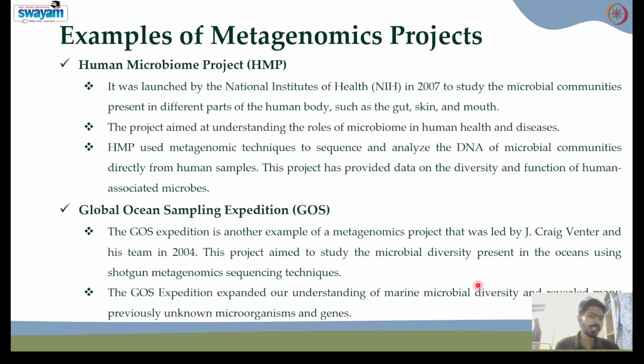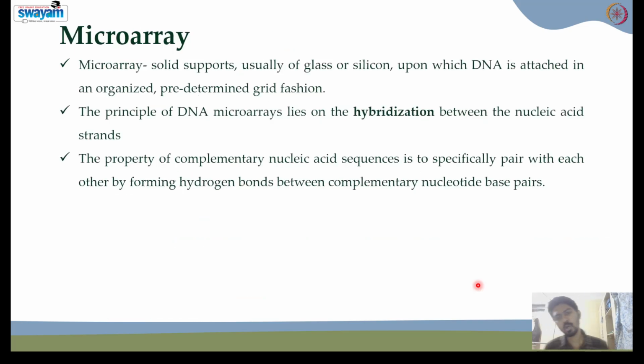So these are some of the important projects that have utilized this metagenomic approach and help in simplifying our job by identifying unknown species and organisms that are prevalent either in the ocean or in the human body. So these are the core concepts behind metagenomics, and the next concept that we will move through is the microarray.